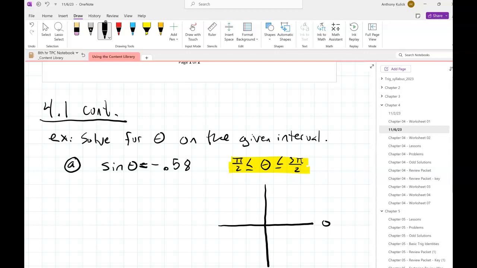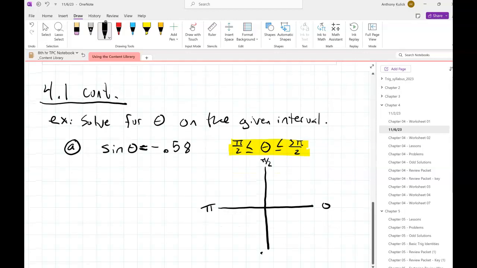So 0, pi over 2, that's the start, pi to 3 pi over 2, and we've covered quadrants 2 and 3. Everybody happy with what I did there? Now I want to narrow this down a little bit further.